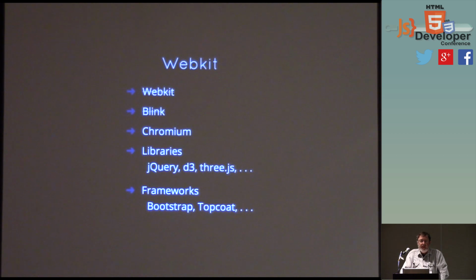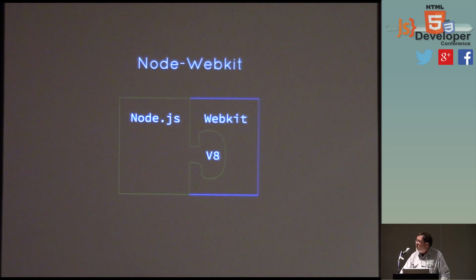So when I say Node-Webkit, it's really a combination of Node.js and the Chromium browser. And now, being the browser, it gives you all those wonderful advantages you've got from the browser world. You've got libraries like jQuery, D3, Three.js. You've got CSS frameworks like Bootstrap and Topcoat. All this great technology that's been developed for the web for GUI interfaces. Node-Webkit is the combination of these two things.